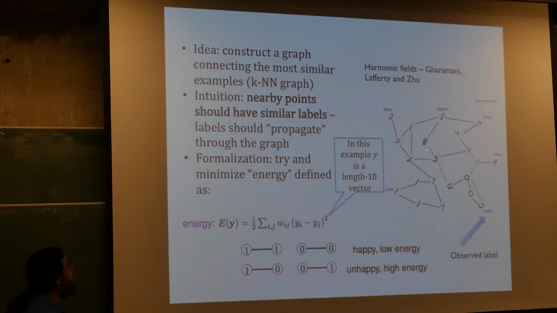There are some other little details. This is assuming that these edges are undirected. If they're directed, then we want a slightly different formulation. But if they're undirected, then this guy could be one of the k nearest neighbors of this guy, and this guy might not be one of the k nearest neighbors of this guy.